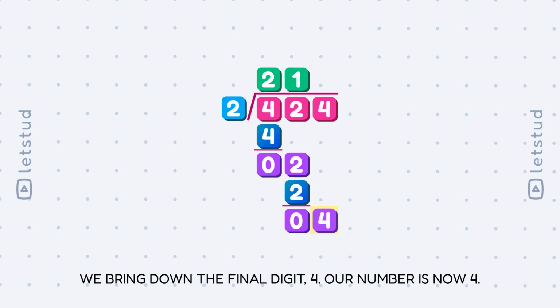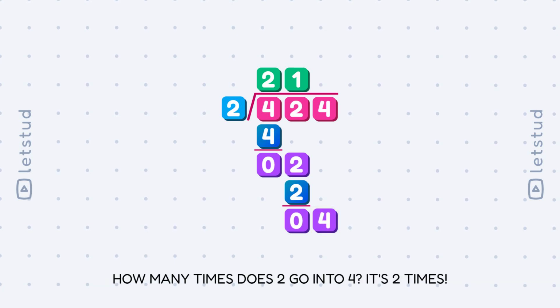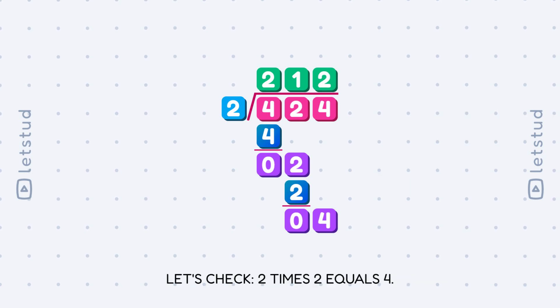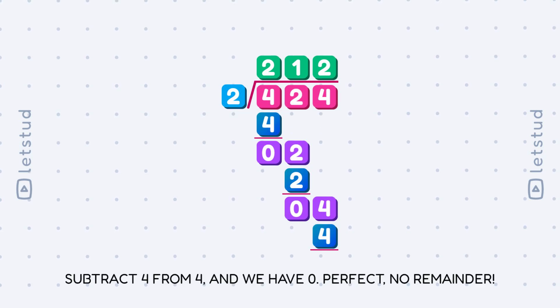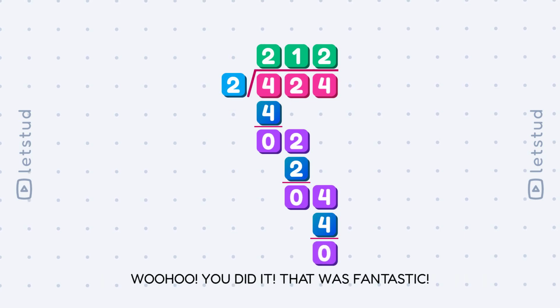We bring down the final digit, 4. Our number is now 4. How many times does 2 go into 4? It's 2 times. Let's check. 2 times 2 equals 4. Subtract 4 from 4 and we have 0. Perfect, no remainder. Woohoo, you did it.